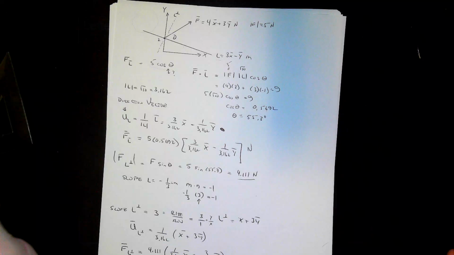Okay. So therefore, F along L, where this is a vector, I'll put another hat onto that, would simply be 5 cos theta, 0.562, times 3 on 3.162 x minus 1 on 3.162 y.